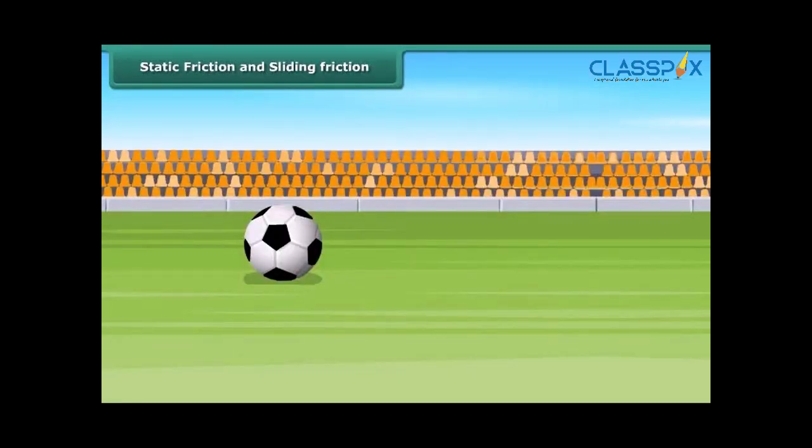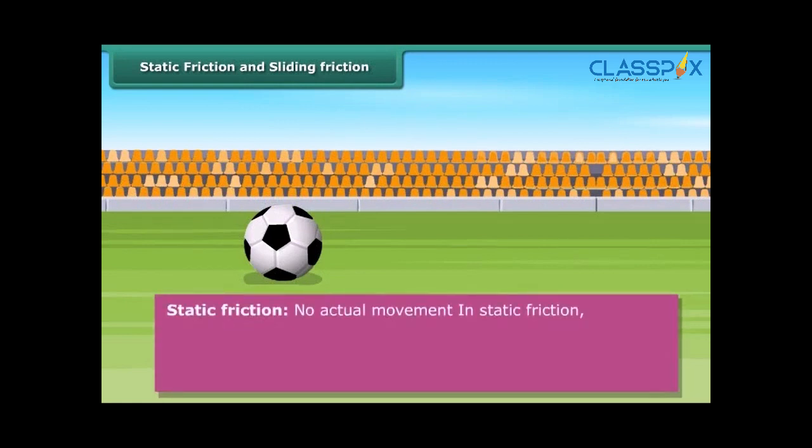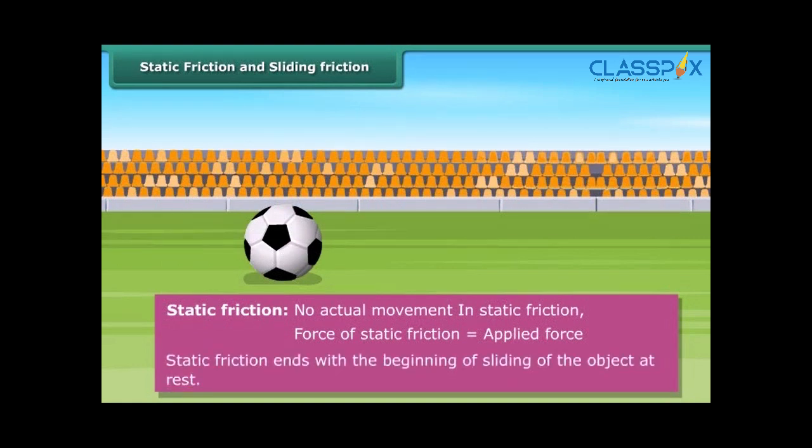The ball on ground is at rest at this point. Static friction is acting on it. The frictional force that exists between the two surfaces so long as they are relatively at rest when an external force acts is called static friction. There is no actual movement of the body in static friction. In static friction, force of static friction is equal to the applied force. Static friction ends with the beginning of sliding of the object at rest.